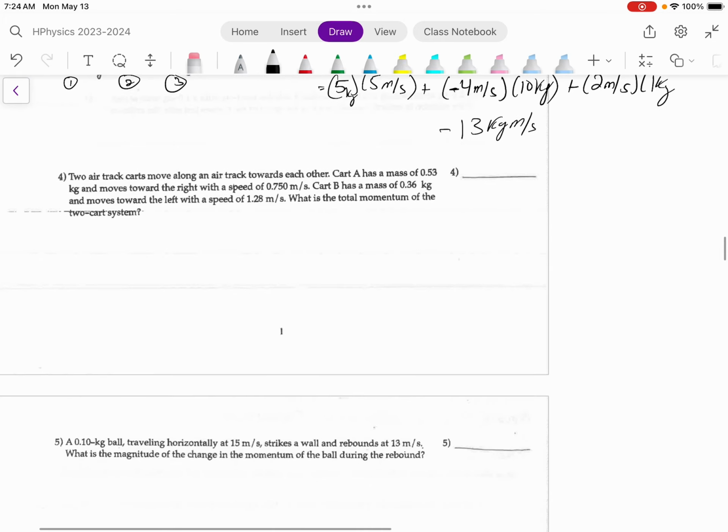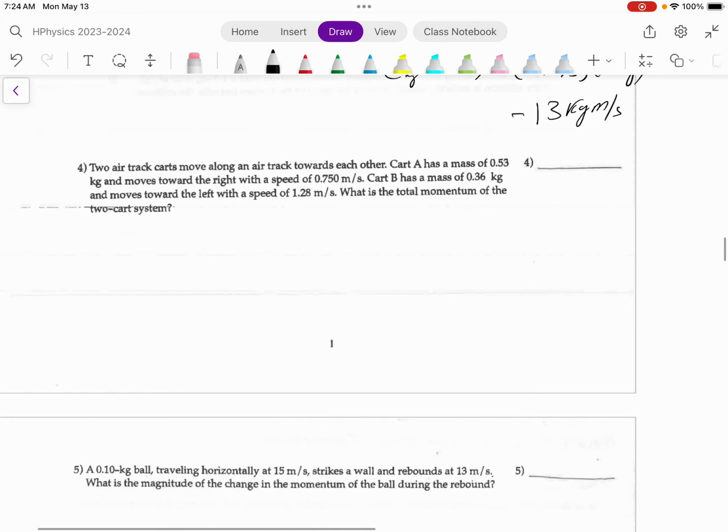Number 4, air tracks move along an air track towards each other. Each A has a mass of 0.53 kilogram, moves towards the right with a speed of 0.75 meters.